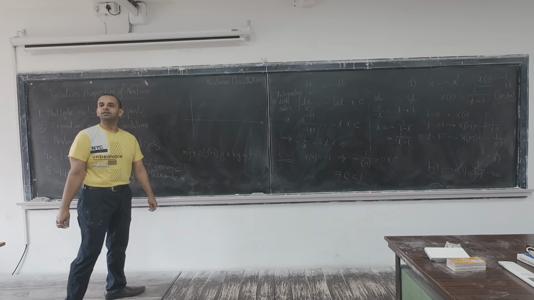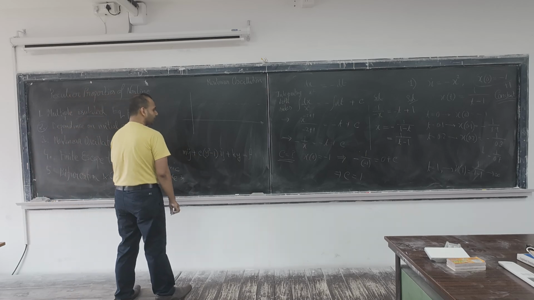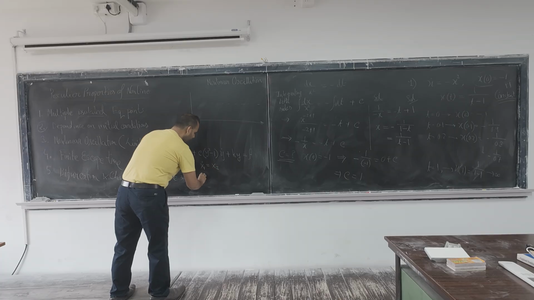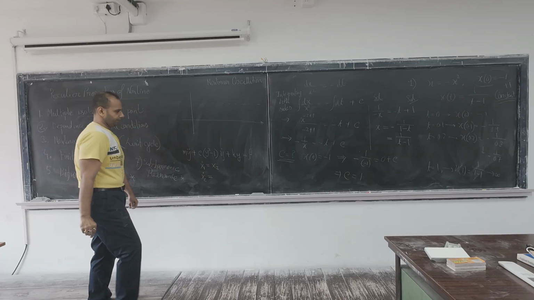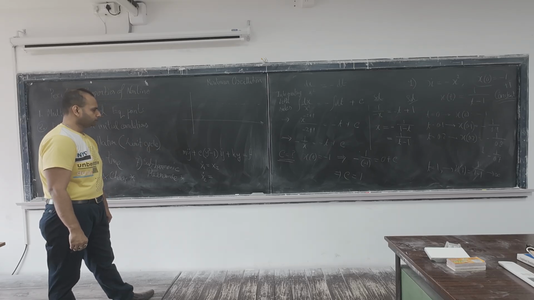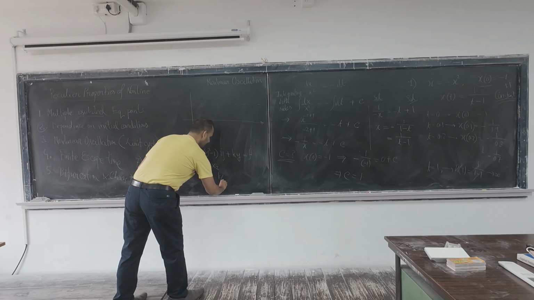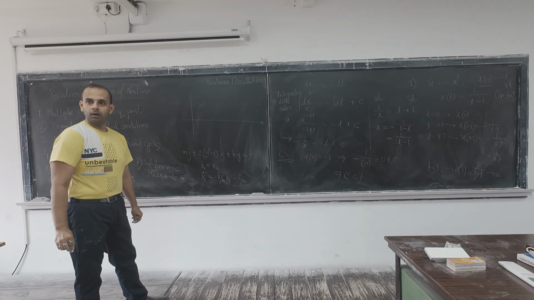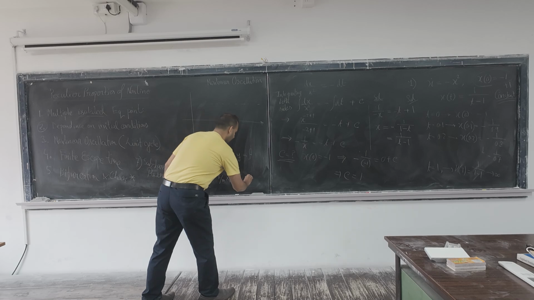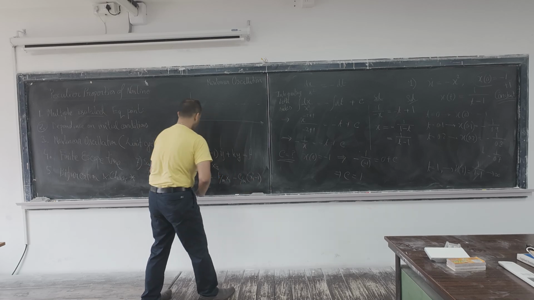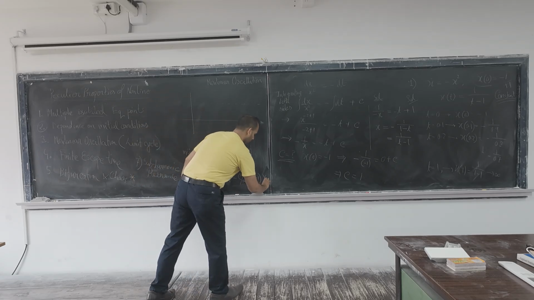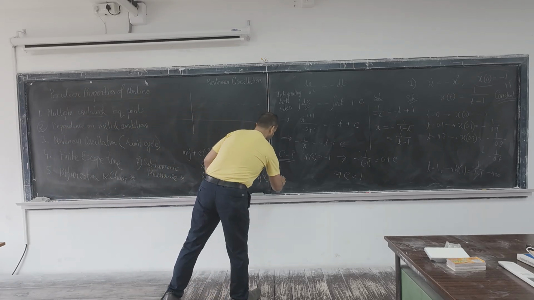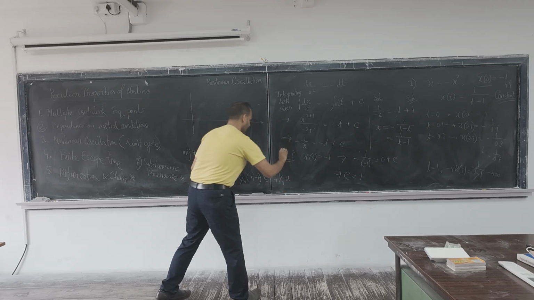In the state space format, how does it look? If you consider x1 to be y and x2 to be y dot, then x1 dot equals x2, and x2 dot equals minus k by m x1 minus c by m (x1 square minus 1) x2 plus 1 by m times u, or whatever you write for the input.